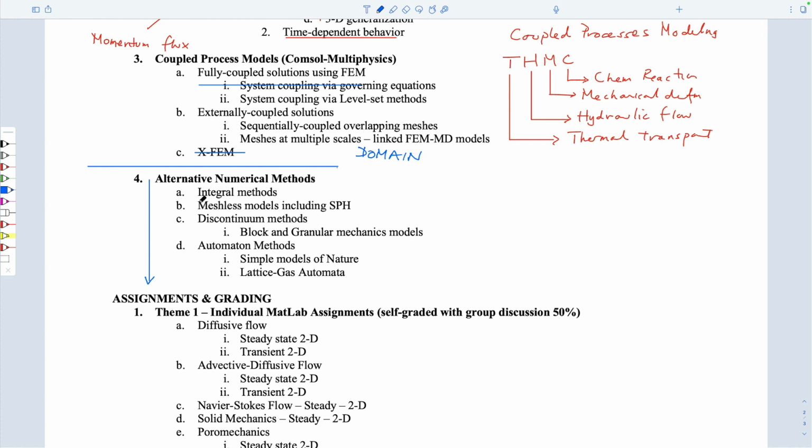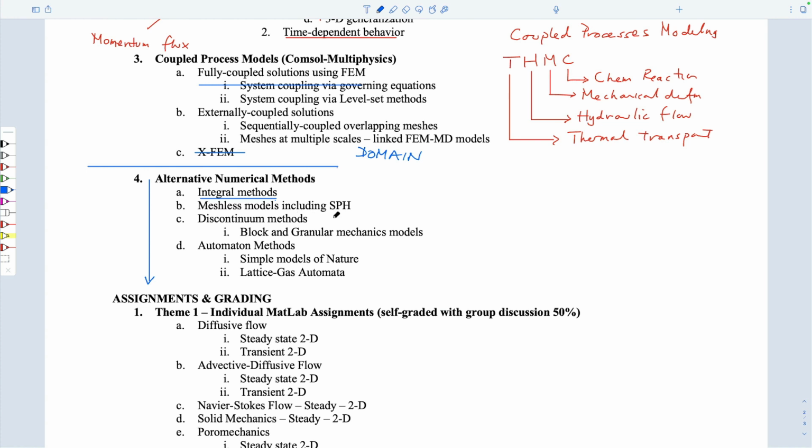Integral methods mean that you just define the boundaries of your problem, you mesh only on the boundaries, and you use that to solve throughout the interior of your problem as well. And they're just a different method. And you'll find out about those. I won't explain what they are.